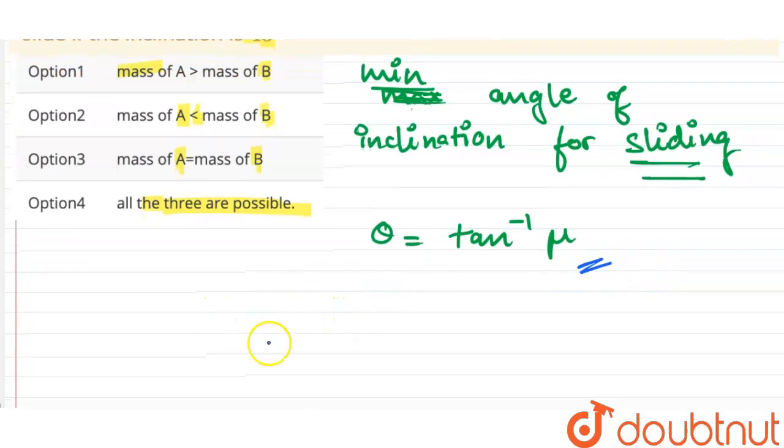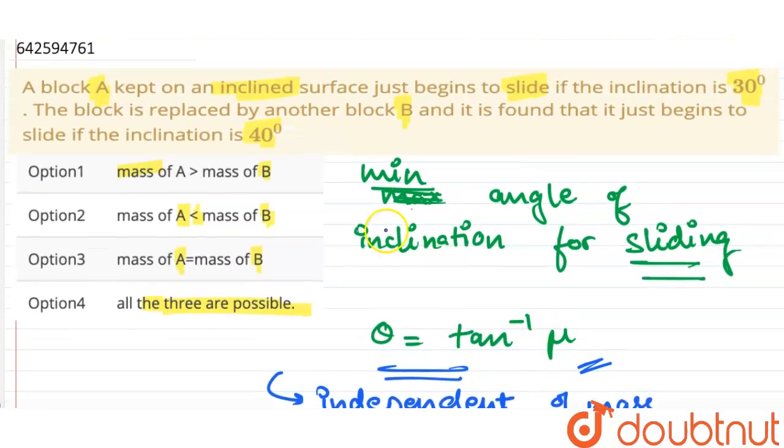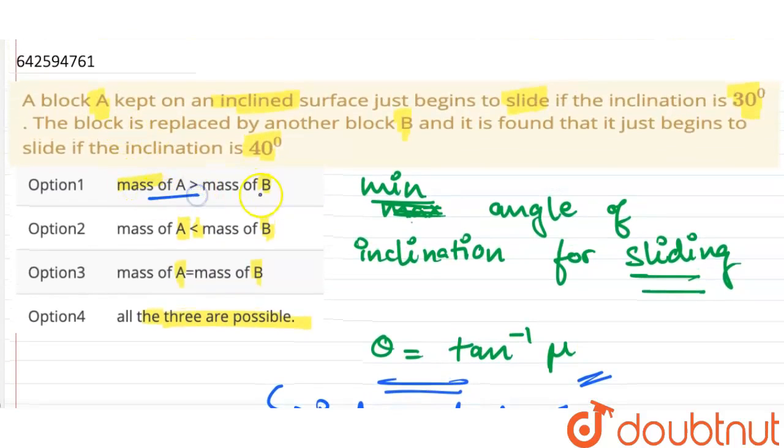So in this equation we see this is independent of mass. This equation is independent of mass. Now because it is independent of mass, it does not matter what is the mass of A, what is the mass of B. Anything can be possible.